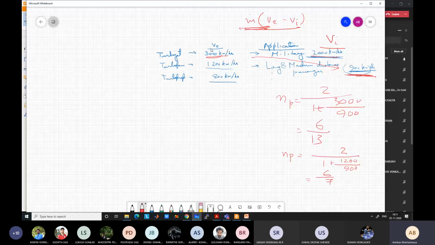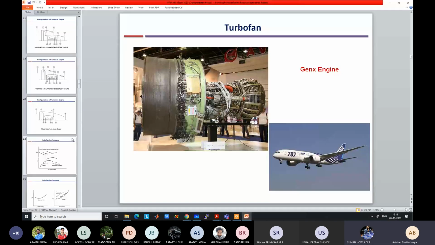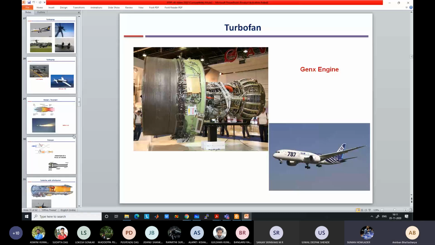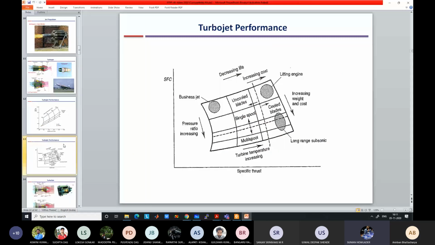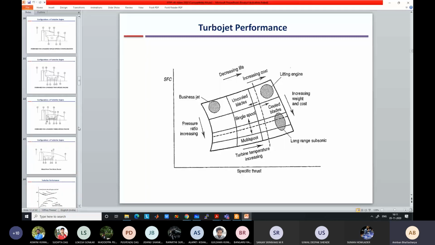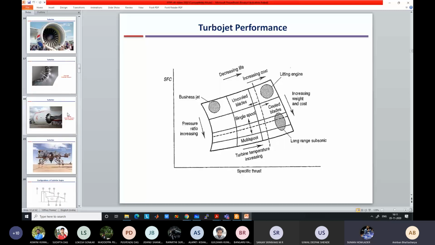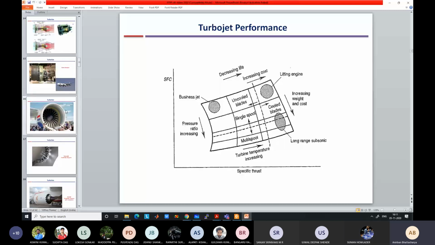Sir, in the case of a turbofan, is the air which is flowing outside the combustion chamber, through the outer channel, also helping somehow in cooling the engine? No, that is actually not it. Don't think in terms of cooling. Cooling we can also do in the turbojet. What happens is that some of the air is taken out.